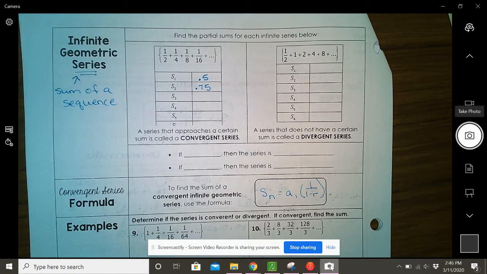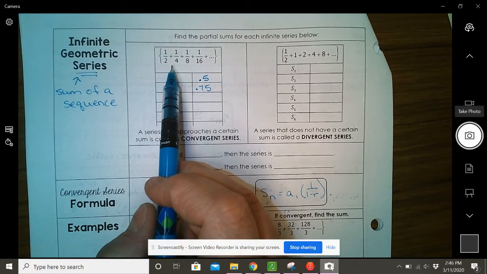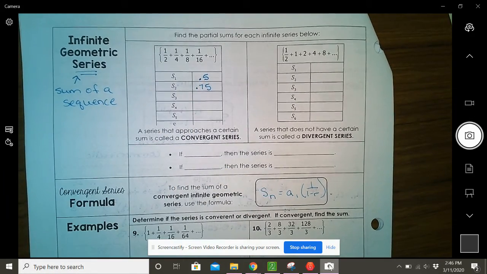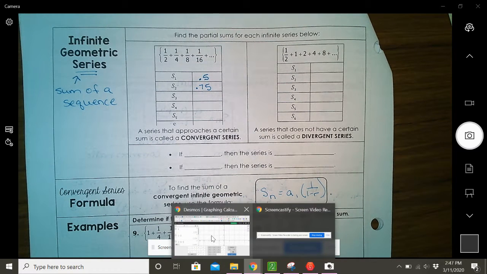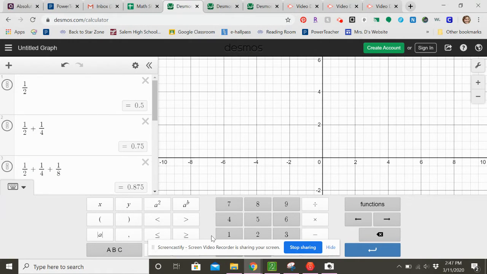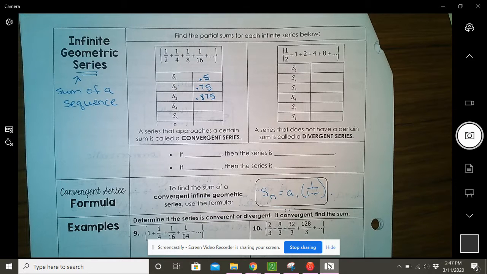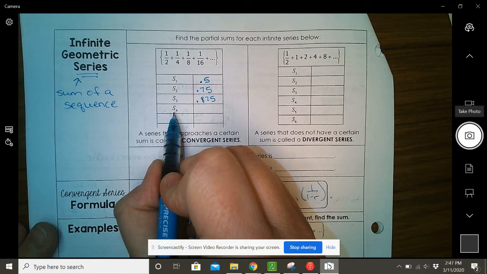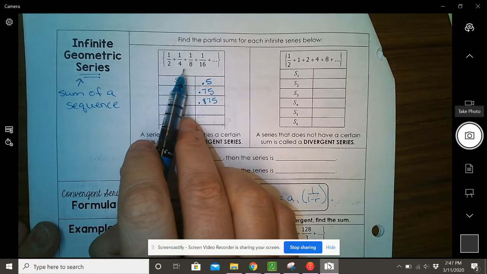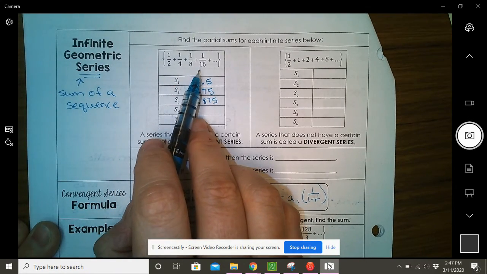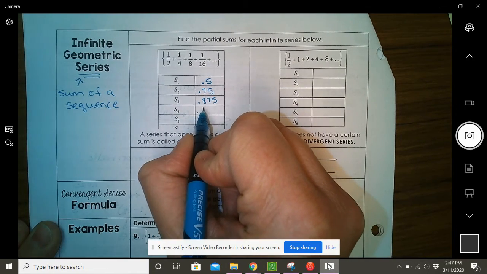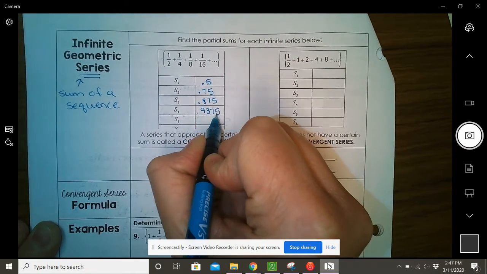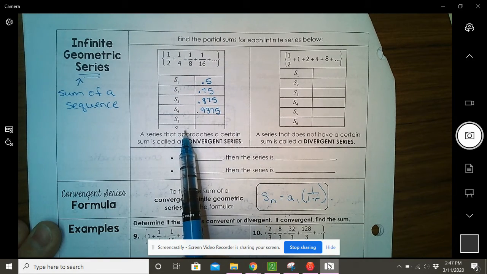The sum of the first 3 terms would be 1/2 plus 1/4 plus 1/8, which is 0.875. I can keep using a calculator to generate these sums for me. The first 4 terms would be 1/2 plus 1/4 plus 1/8 plus 1/16, so now we're at 0.9375.